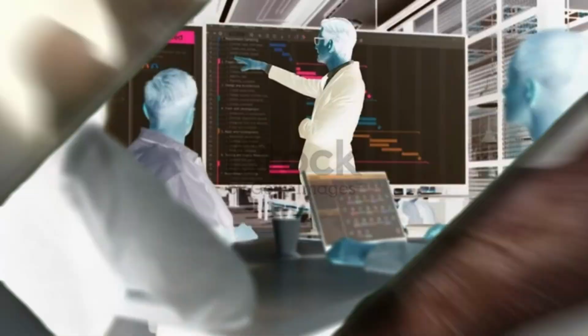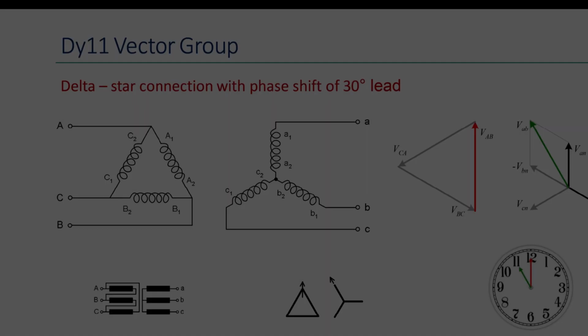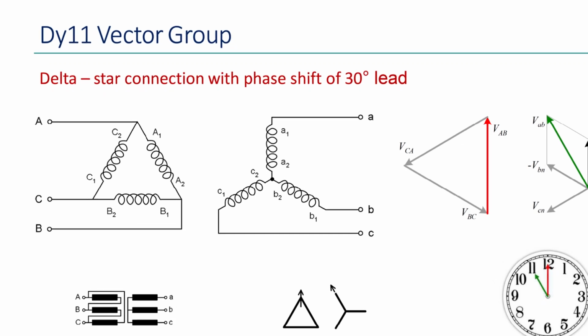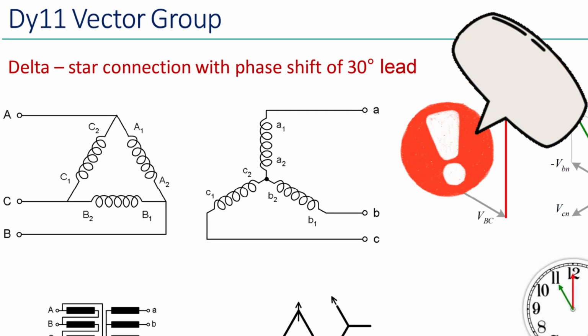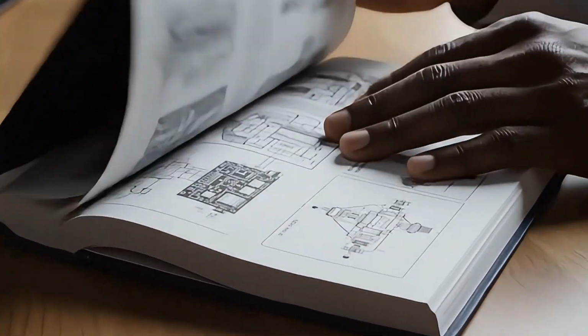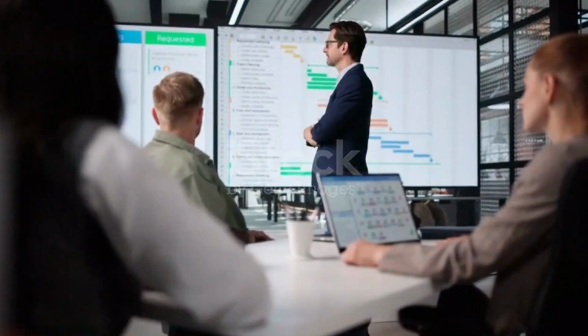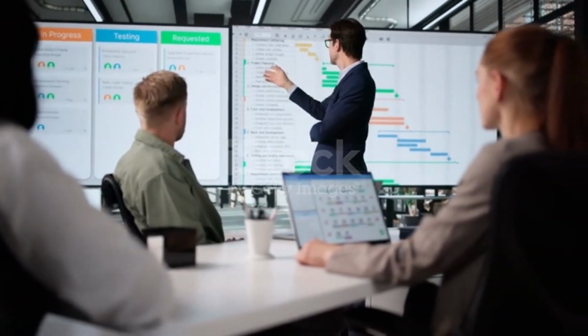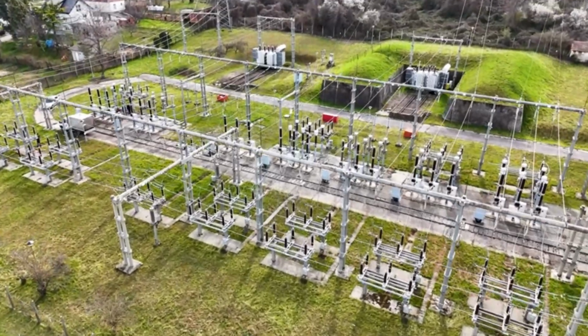If you have ever sat in a power systems class, stared at a transformer vector group diagram, and thought, "I understand what it looks like, but I have no idea why," you are not alone. Most textbooks show you the diagrams, but never explain the real reason behind the phase shift. In this video, we fix that.